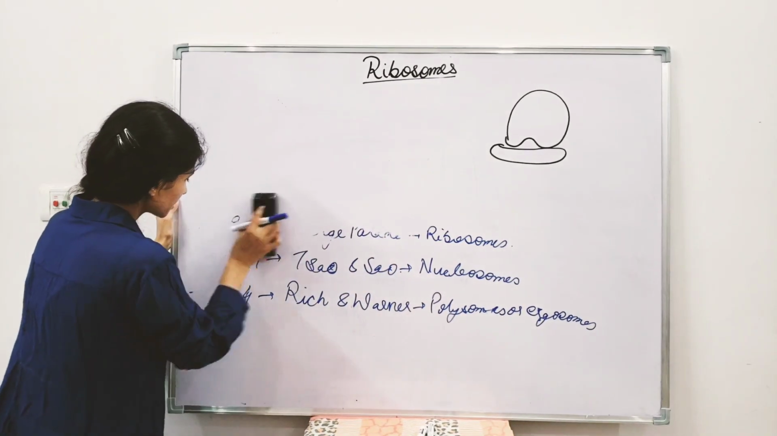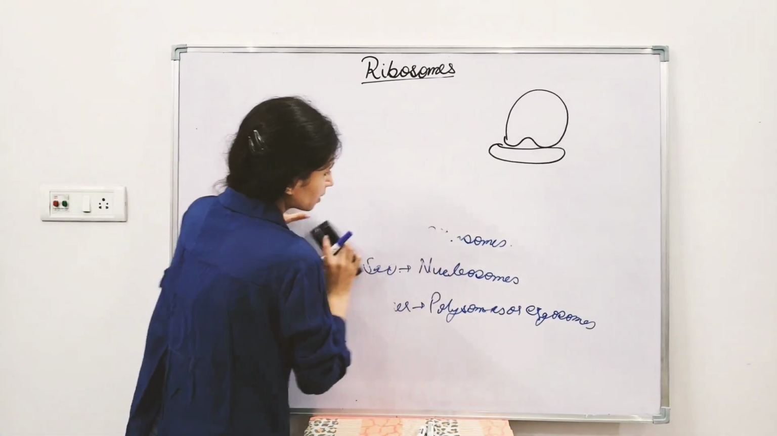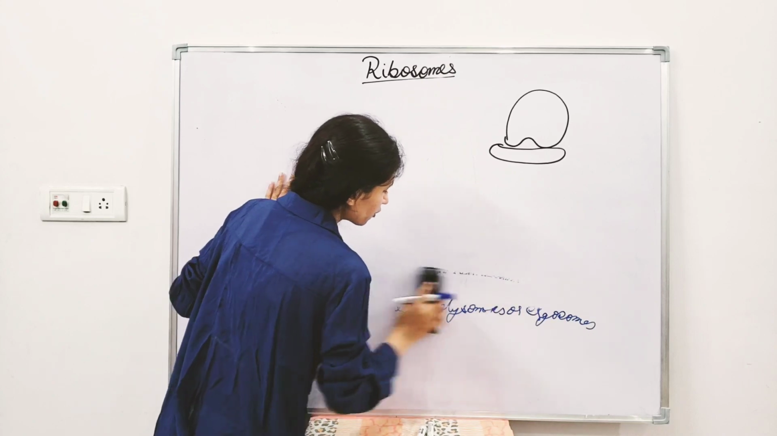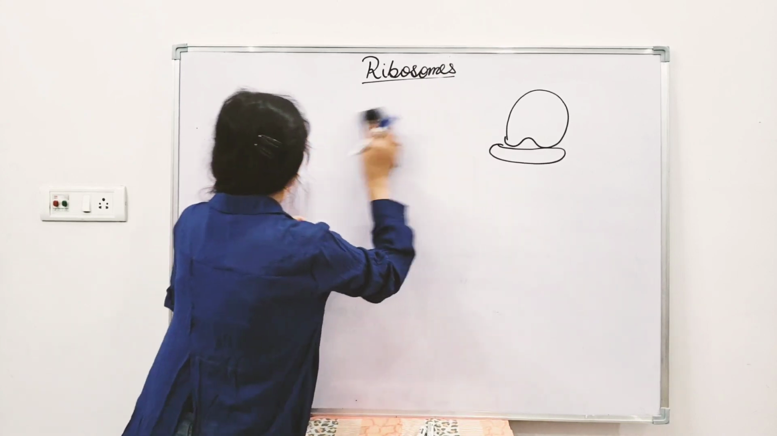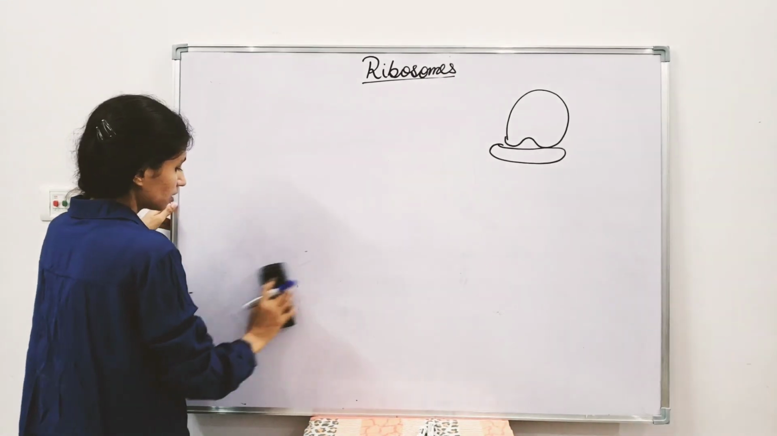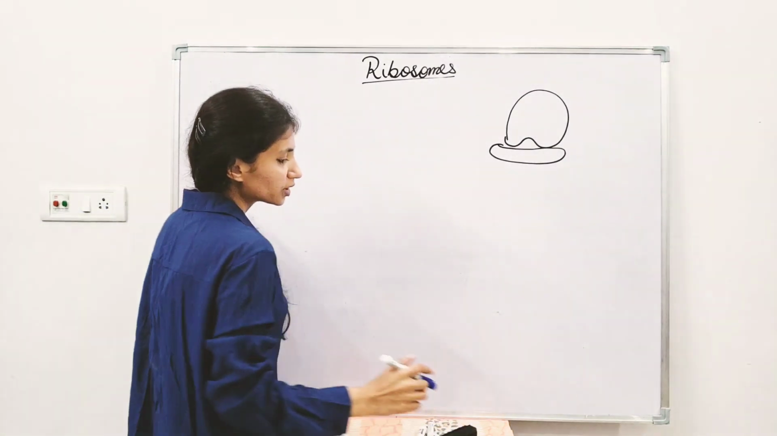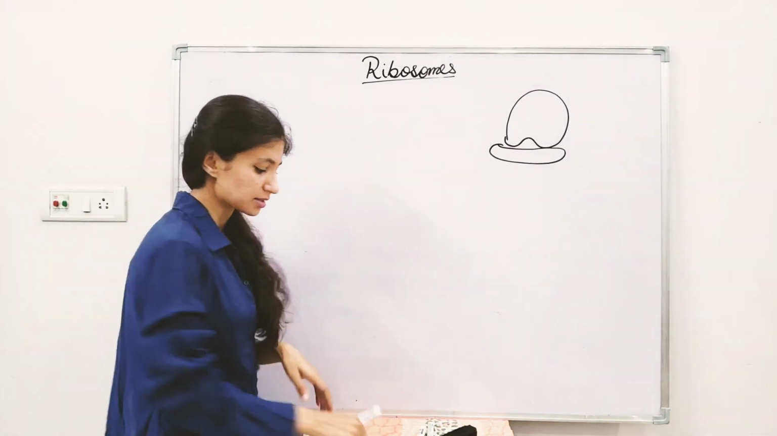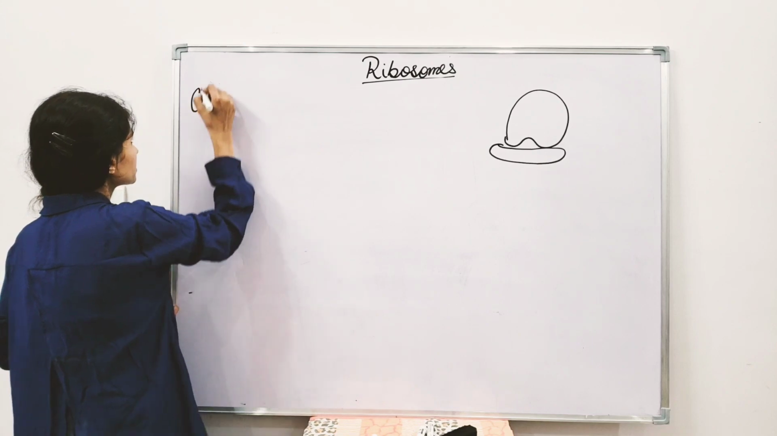Now, moving ahead, we'll discuss the occurrence of these ribosomes. We have already studied the basics of ribosomes in class 9th. Ribosomes are the site of protein synthesis. Okay, so now next is occurrence.